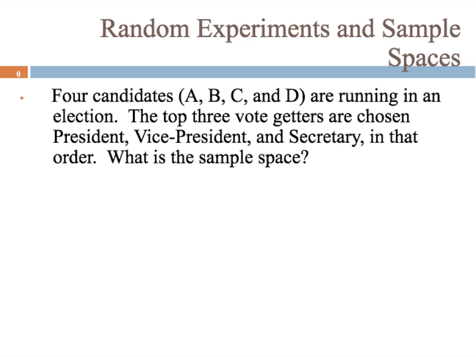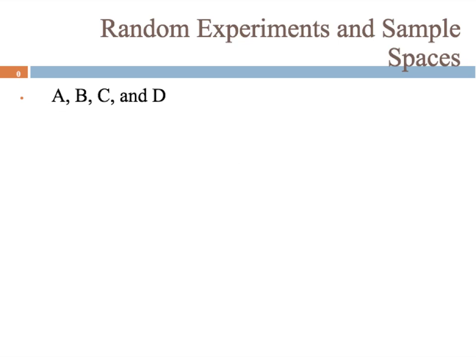Another example here, 4 candidates A, B, C, and D running in an election. The top 3 vote getters are chosen president, vice president, and secretary in that order. What is the sample space? So this one's going to have a lot of answers. The best thing you can do when you get a problem like this where you have to think of, okay, how many combinations or how many different ways are there for me to order candidates, is to organize it somehow or to draw some kind of picture. So I'm going to make kind of like a tree here.